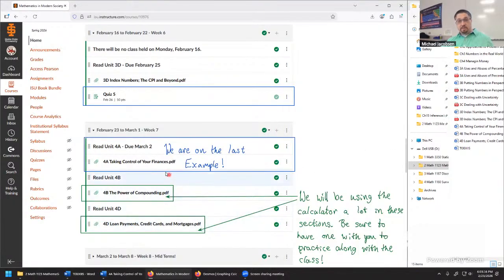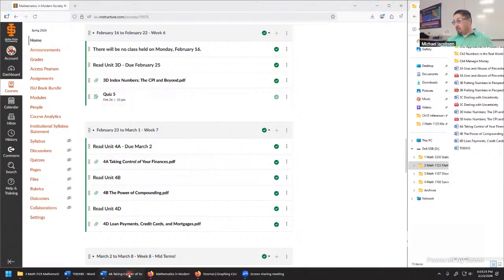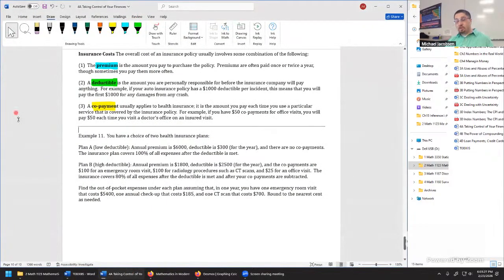So let's get started. We'll finish off our Unit 4A, the last question on insurance, and then look into issues on compound interest. So here's where we left off. We're talking about insurance costs for the last, I think there's like 4 or 5 good topics in these notes. It's pretty general. But the last topic was insurance costs.